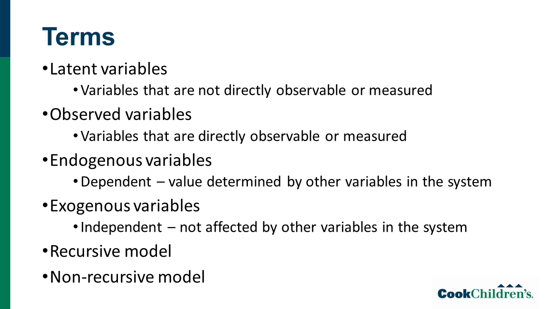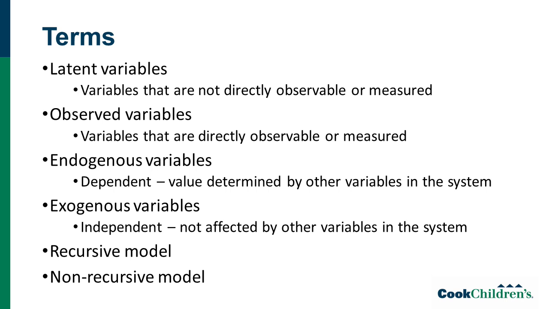And then when we look at recursiveness, a recursive model is one where all of the causal effects are unidirectional and the disturbances are uncorrelated. And a non-recursive model contains one or more feedback loops or reciprocal effects. All right, so that's all my terms. And I know that's super fun stuff, but I think it's important because I'll be throwing these terms out later that we just kind of go over them.